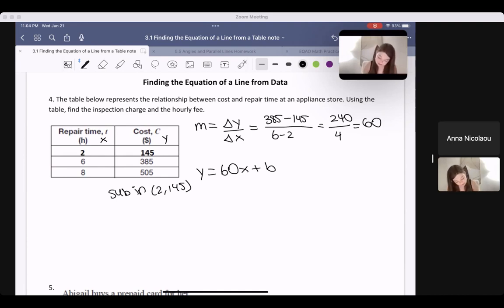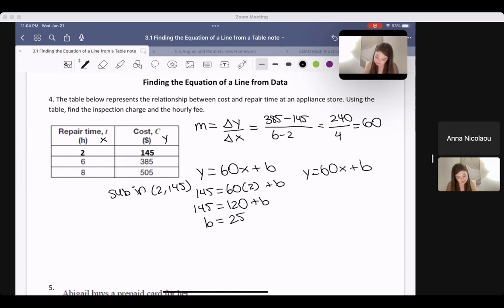It's a line where, no matter what we do, we're still always on the same exact line. Good. So here we have 145 equals 60 times 2 plus b. So that's 145 is equal to 120 plus b, which means b is equal to 25. So there we go. So therefore, what is our equation? It's going to be y equals 60x plus b, which is 25. So actually, let's replace that with 25. So what does that mean? That means that we have to pay 25 bucks no matter what. So that must be the inspection charge.